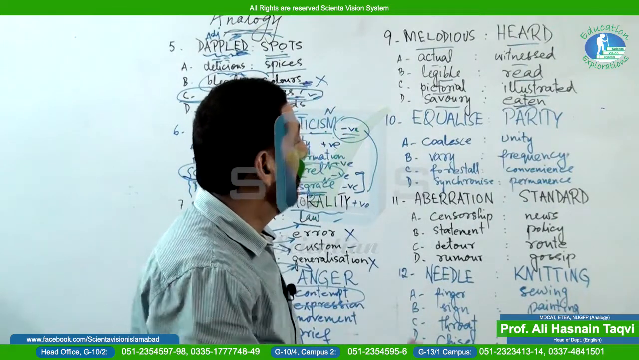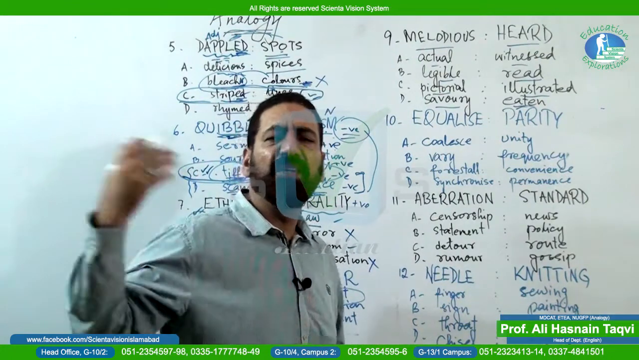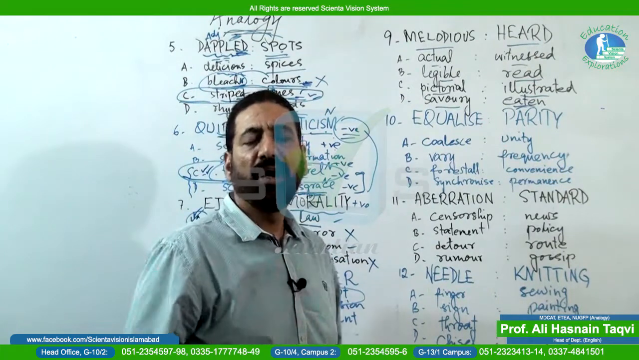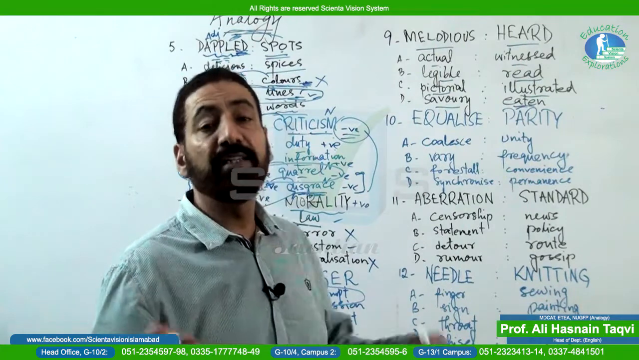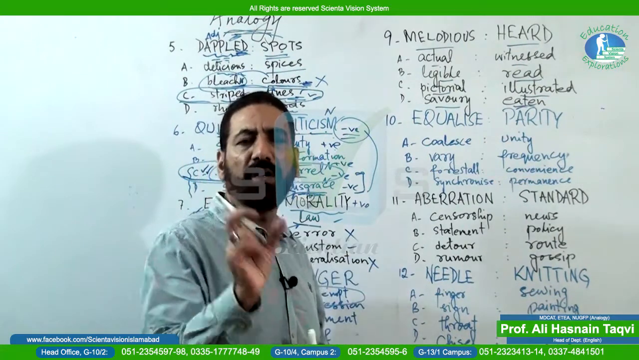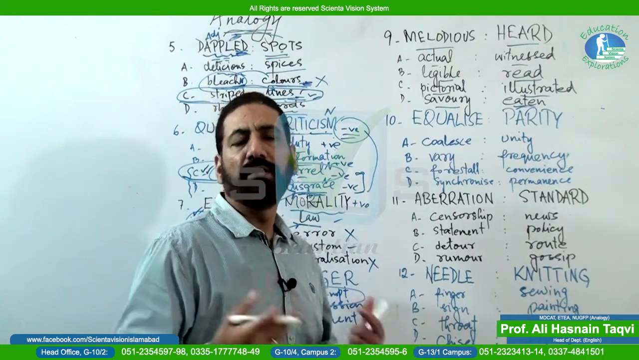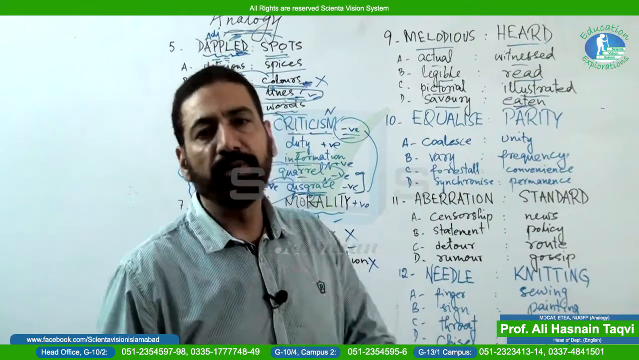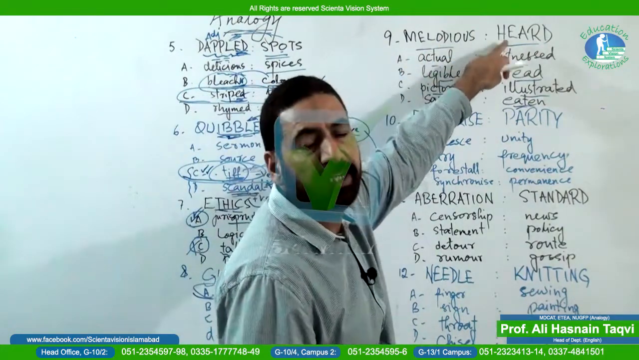Now, in a random fashion, if you start picking up options by that gut feeling, I tell you, you would end up wrong. Unless you apply the same strategy. Unless you link the original pair through a concise sentence, there is no likelihood of getting to the right option. Occasionally, yes, you may, but not always. So what you need to do is to understand how melodious is related to heard.